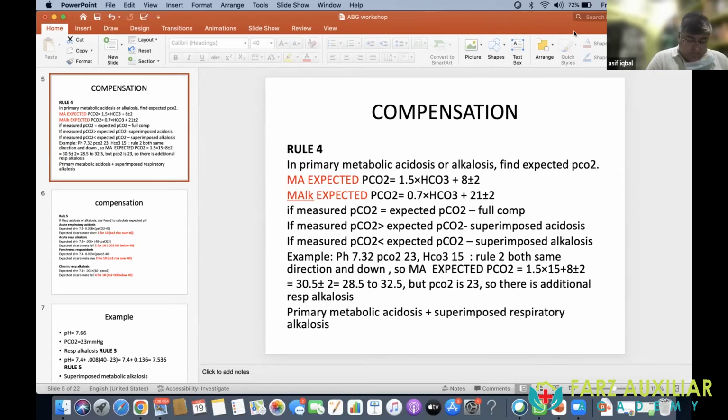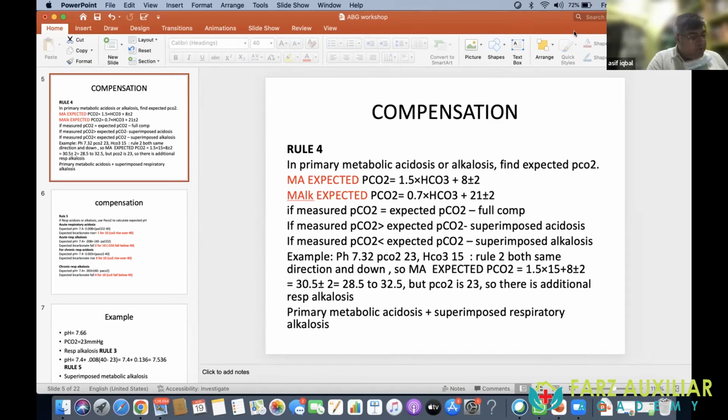So to know whether this is a chloride responsive metabolic alkalosis or not, you have to measure the urinary chloride. If it is more than 20, then it is non-responsive. If it is less than 20, it is responsive. Some books say 25 or 30, but remember, if more than 25 or 30, then it is non-responsive.